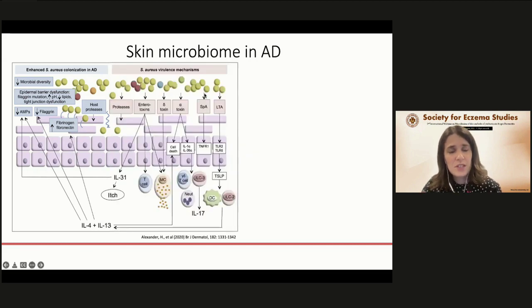And then Staph aureus itself produces a number of factors which are thought to drive inflammation and virulence in the disease. It produces a number of toxins which activate different components of the cutaneous immune system, and some of these go on to drive the key cytokines IL-4 and IL-13 in the disease, which then change the skin environment to make it more favorable for Staph aureus to grow.